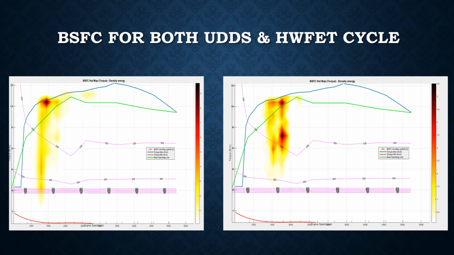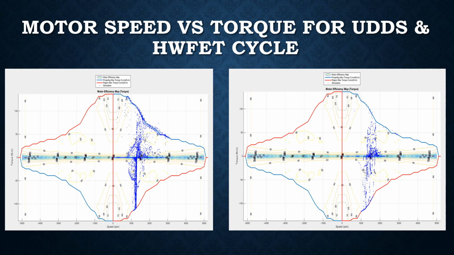These are the brake specific fuel consumption for both the cycles. The green line represents the best operating line, and these are the motor speed versus torque graph for both the cycles. The blue line represents the propelling torque and the red one represents the regenerating torque for both the cycles.